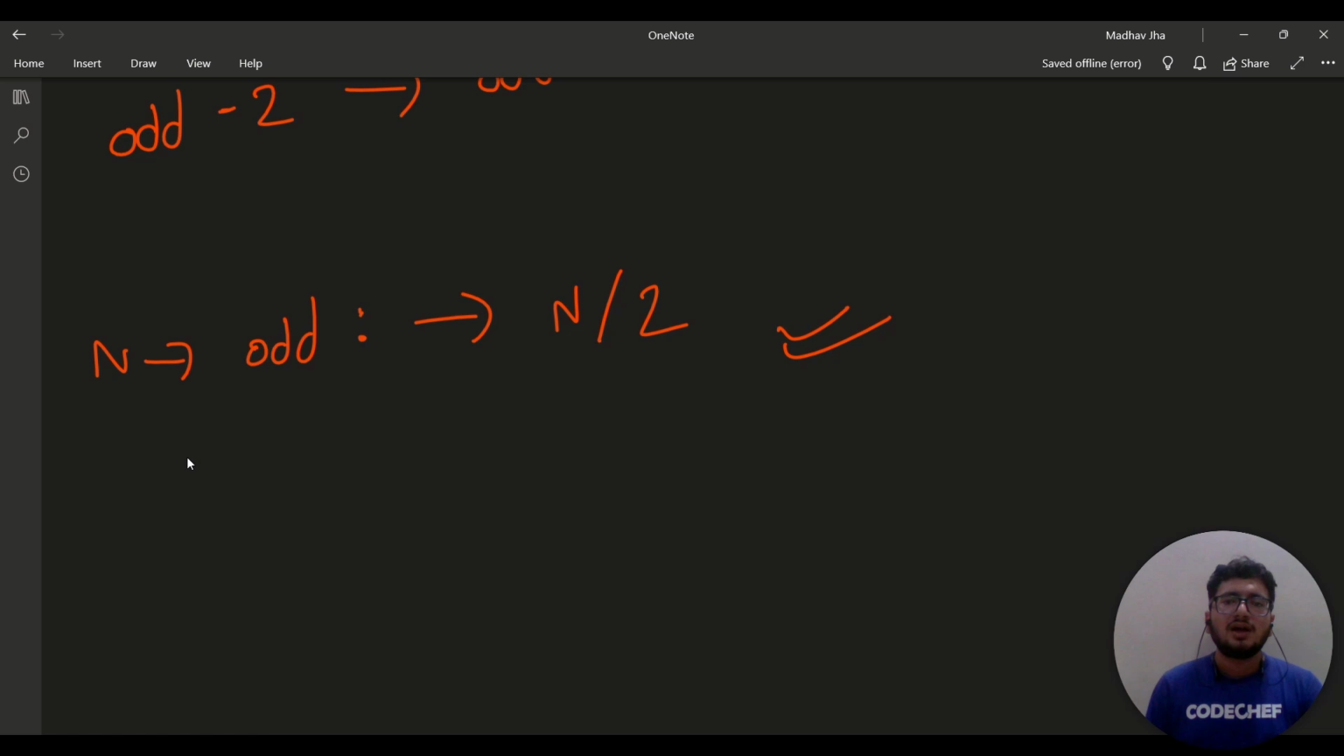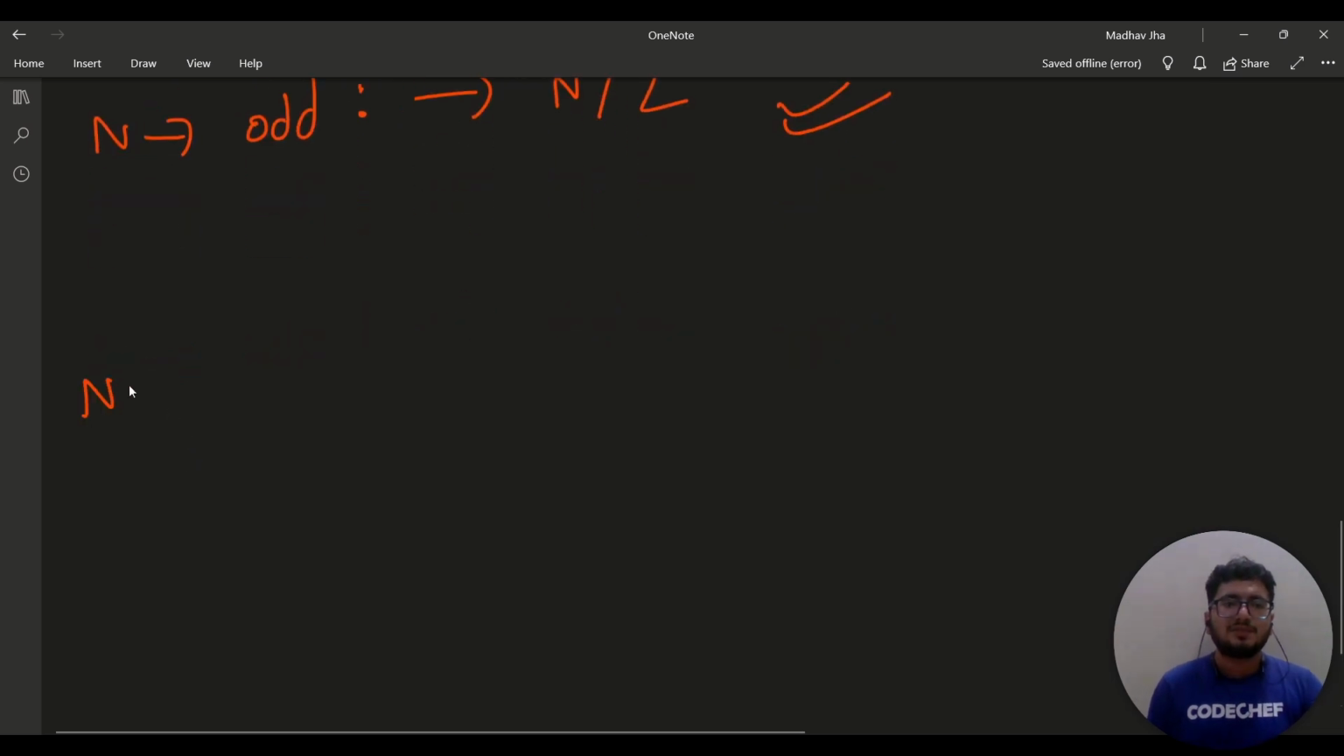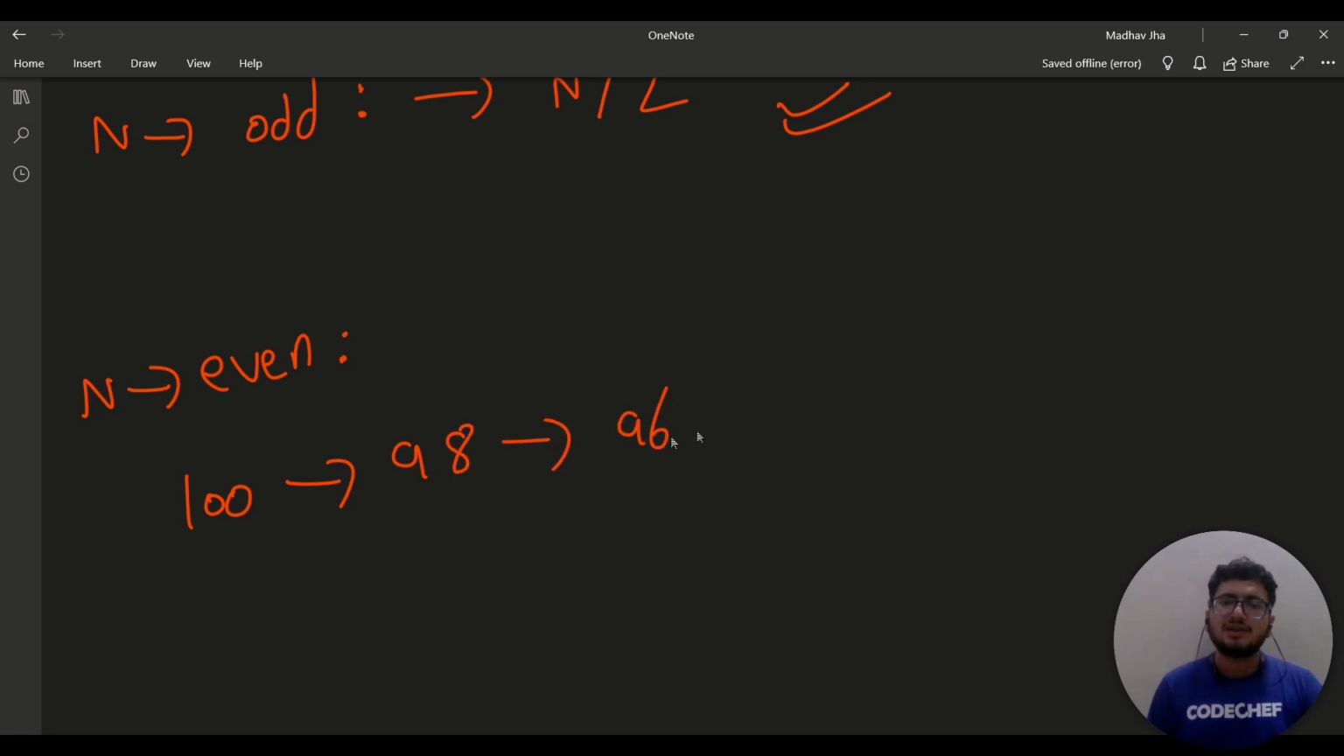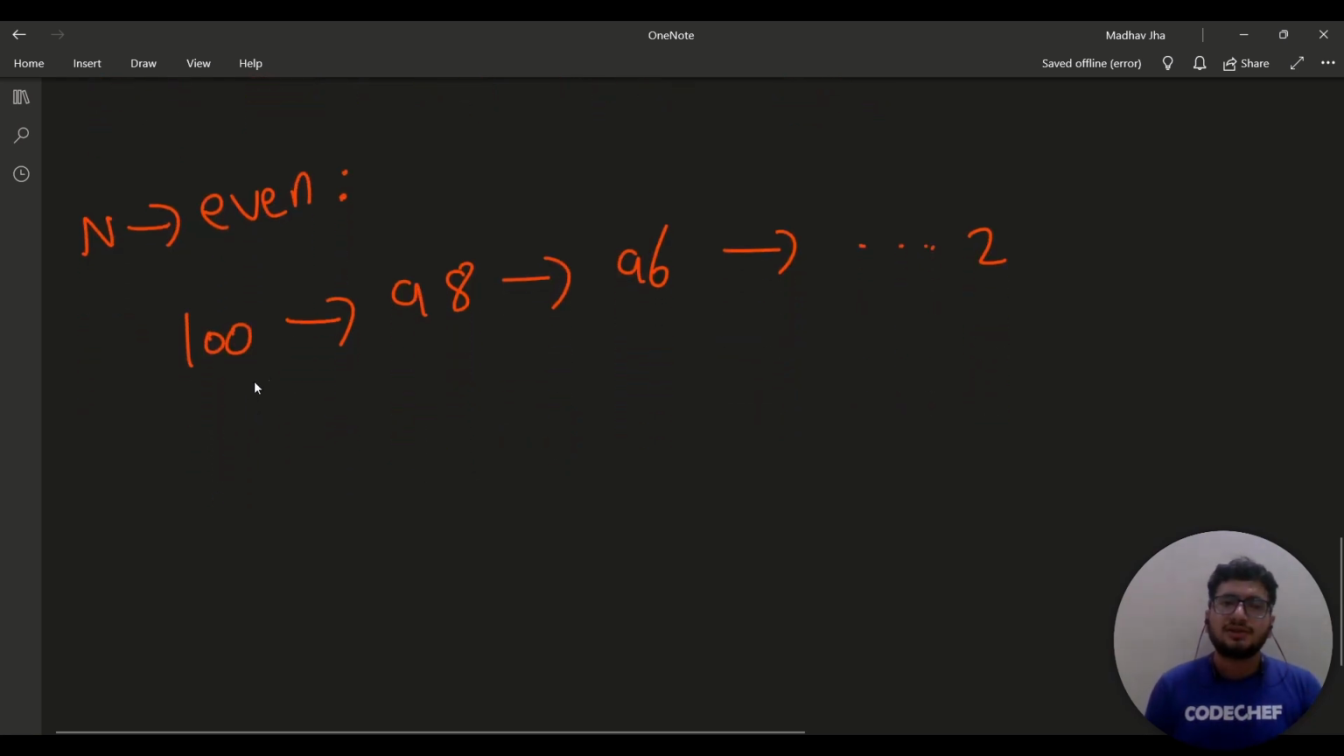Now what about even numbers? If we have an even number, we can try to do what we have done in the sample examples. Let's say we have 100. First we can do the minus 2, the first type of operation. With this, we'll get all the numbers till 2, right? We have all the even numbers with us. Now how about odd numbers? You can try to apply the second operation, but we can only apply the second operation on even numbers.